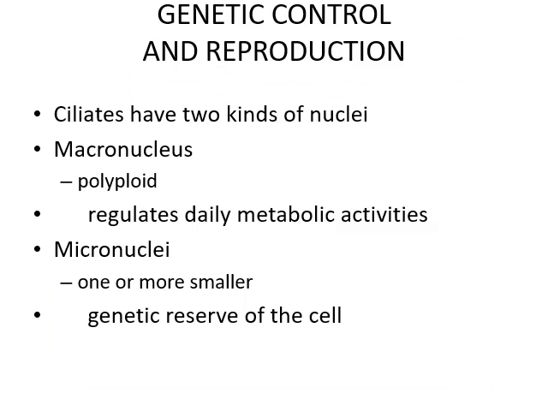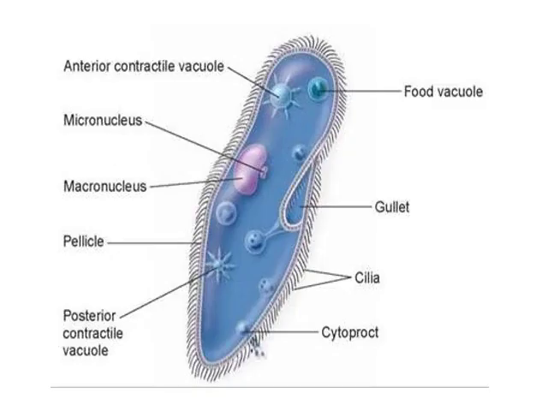Then genetic control and reproduction. Ciliates have two kinds of nuclei. The macronucleus is polyploid, having many lobes, and regulates daily metabolic activity. Then micronuclei, there may be one or more, a genetic reserve for the cell involved in reproduction. Here is an example: micronucleus and macronucleus, so both are present in Ciliophora.